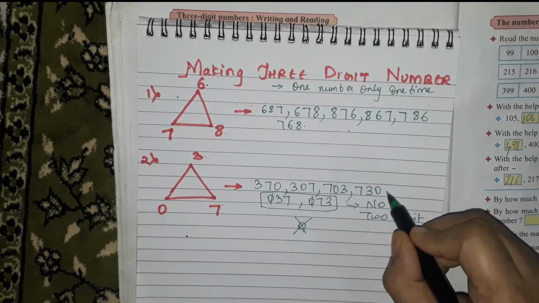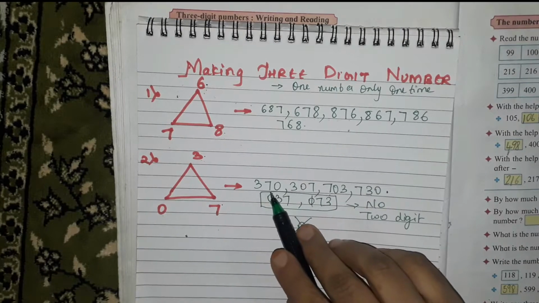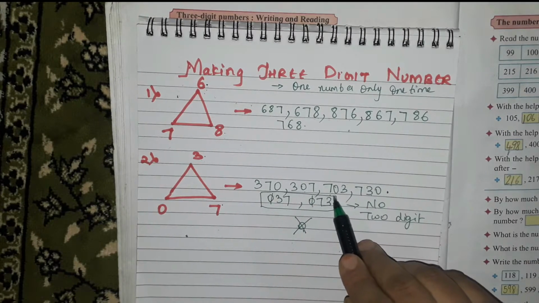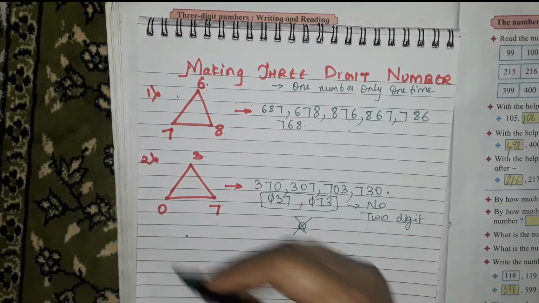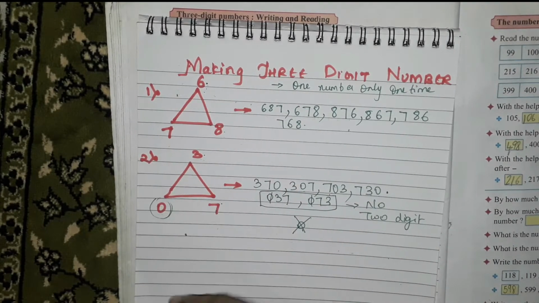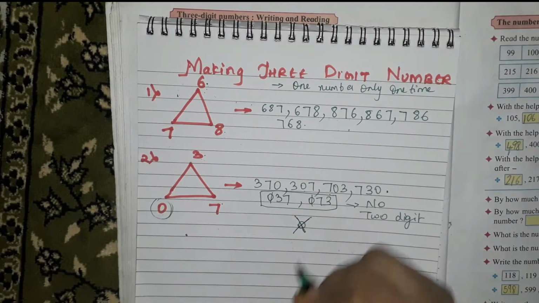So our numbers will stop here with these 4 numbers only: 370, 307, 703 and 730. So if 0 is there for making the number, we will not keep it as the first number.